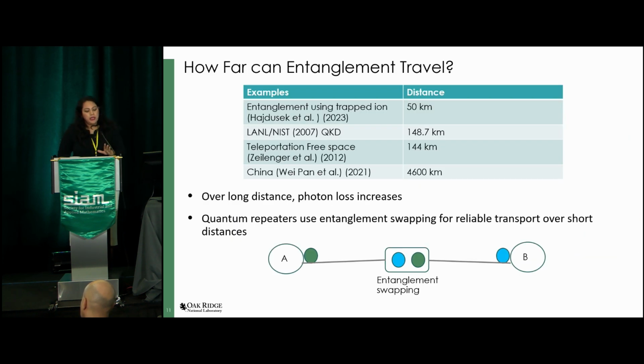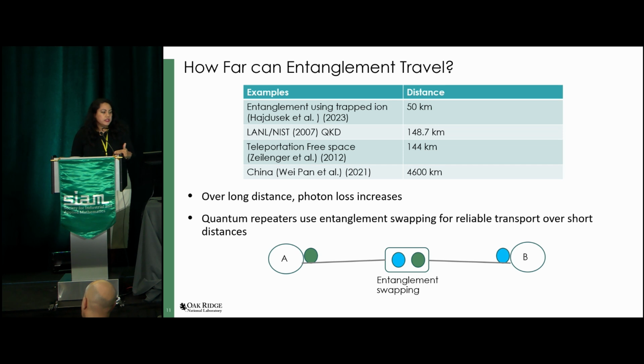So one of the major challenges in networks is that entanglement does not travel far. So I added this example of distances just to show you what the current state of the art is. In 2023, which is last year, they deployed this experiment of entanglement using trapped ion. The maximum they went up to was 50 kilometers.